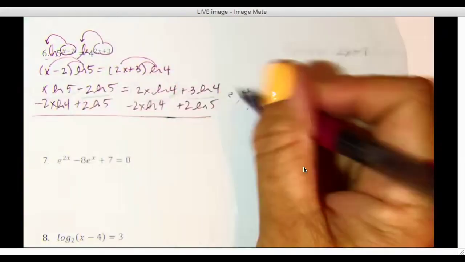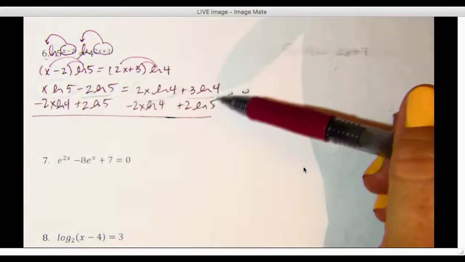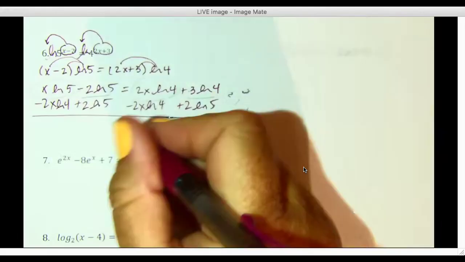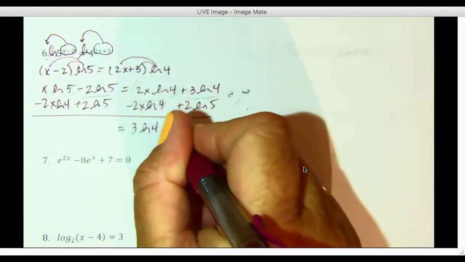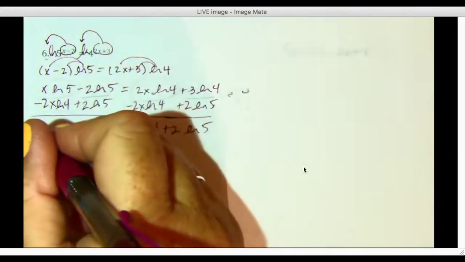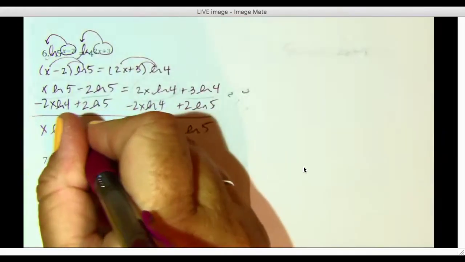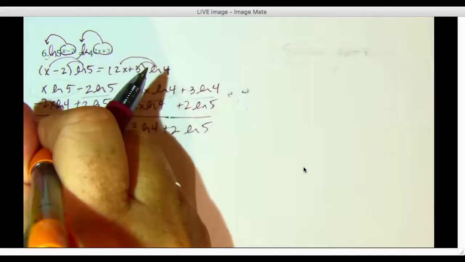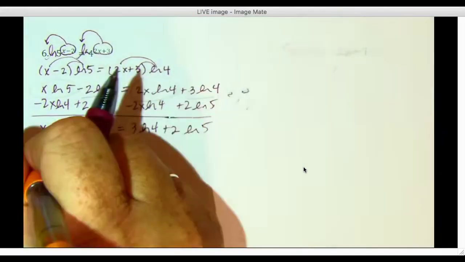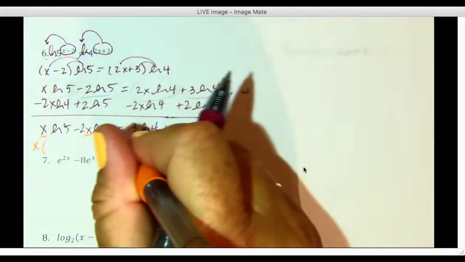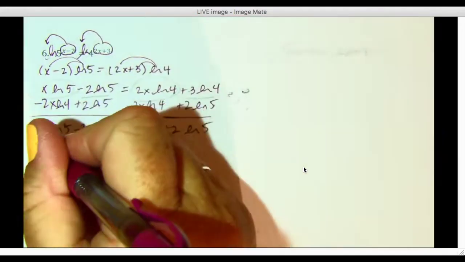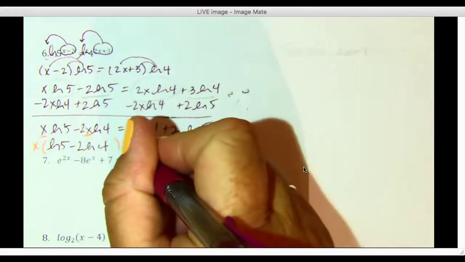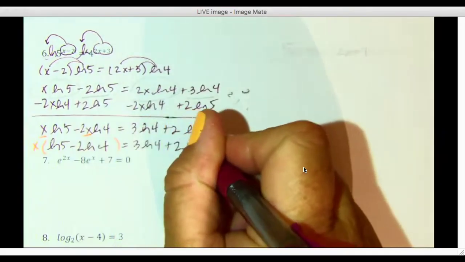And these are different natural logs. The number inside this natural log is a 5. The one inside this one is a 4. So they cannot be combined. On the right-hand side of my equation now, I have 3 ln 4 plus 2 ln 5. And on the left-hand side, I have x ln 5 minus 2x ln 4. And I notice here that I have an x on both of these terms, and so I'm going to factor that out. And then what I have left in parentheses is the rest of that. x times (natural log of 5 minus 2 ln of 4) equals 3 ln of 4 plus 2 ln of 5.